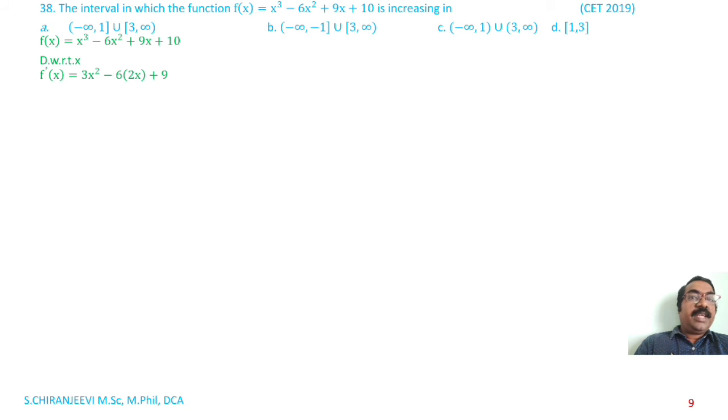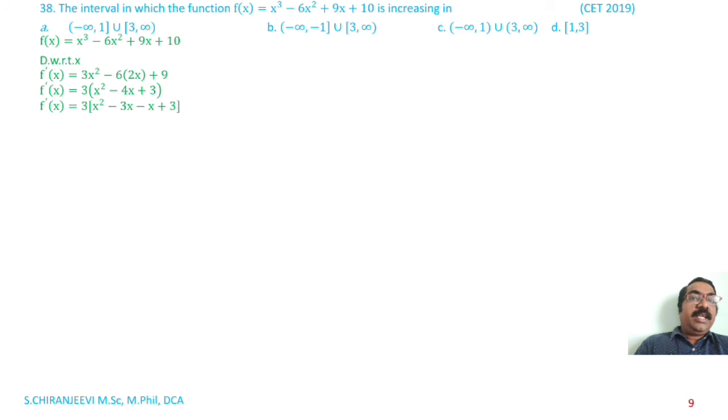Differentiation of x cube is 3x square. 6 will be as it is. Differentiation of x square is 2x. Plus 9 into differentiation of x is 1 and differentiation of 10 will become 0. So f dash of x, if I take 3 outside, it will become x square minus 4x plus 3.